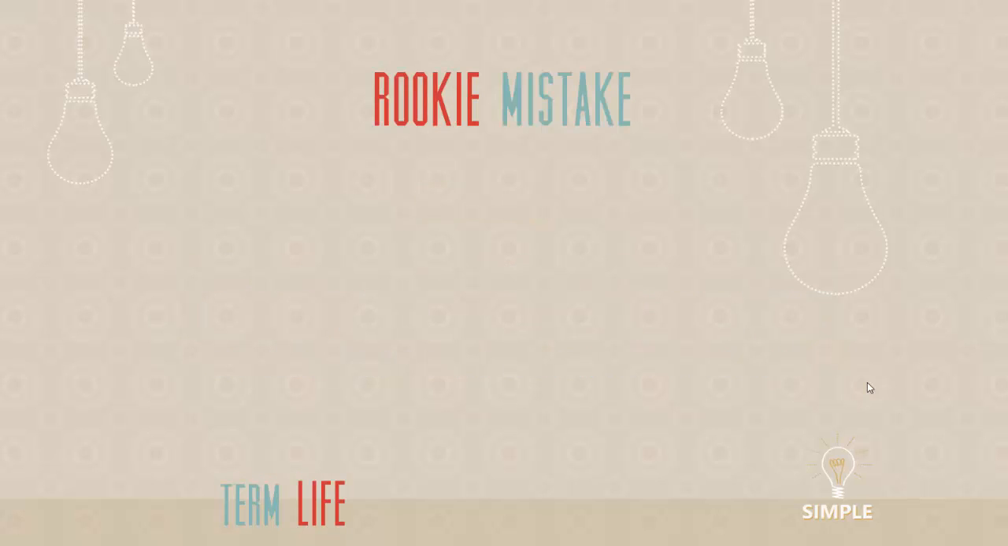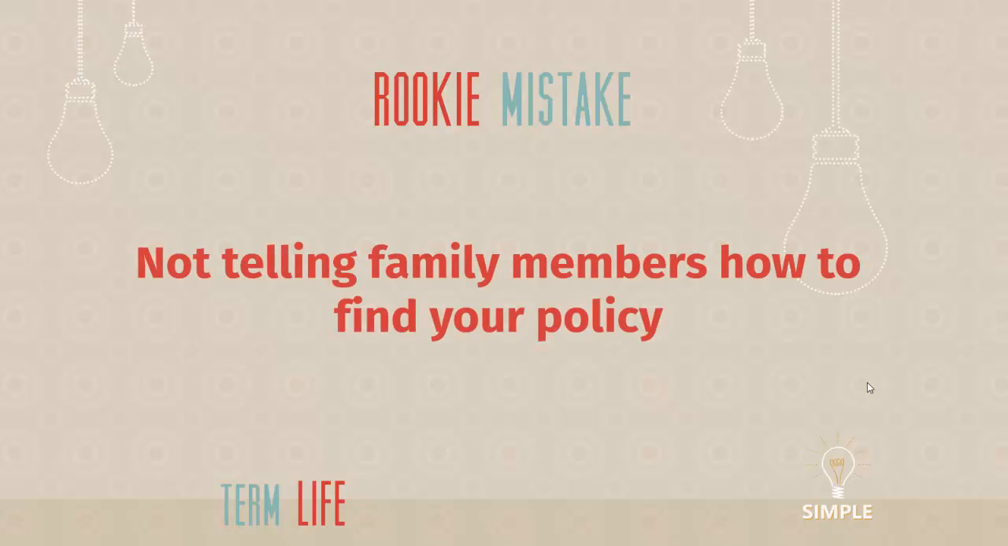Finally, a rookie mistake that folks make, and this is so important, is not telling family members how to find your policy. When you purchase a term life policy, you need to make sure and tell your family members where that policy is, and how to contact your insurance agent in the case that you pass away, so that they can access the dollars available to them because you purchased a term life policy. Hundreds of thousands of dollars in life insurance are left unclaimed because the people who were beneficiaries did not have access to information to get to the policy.